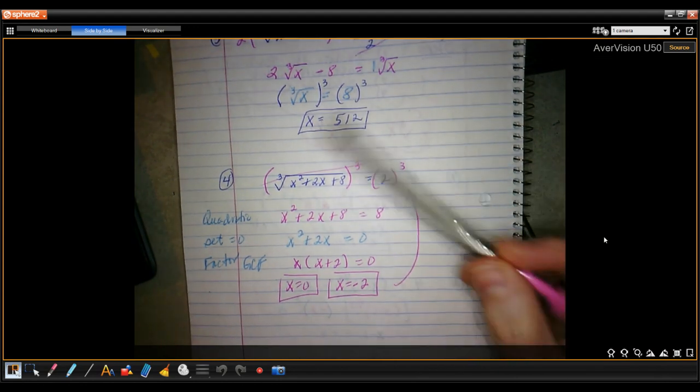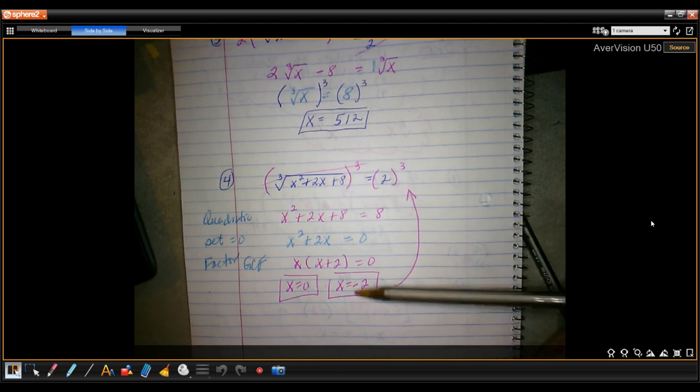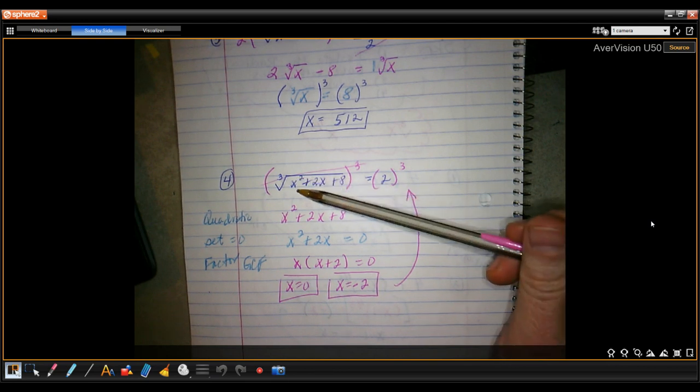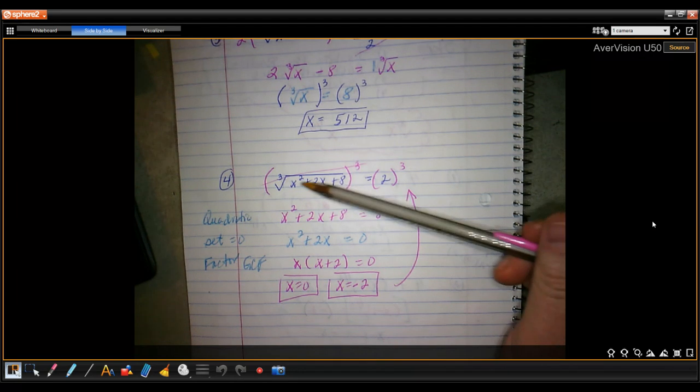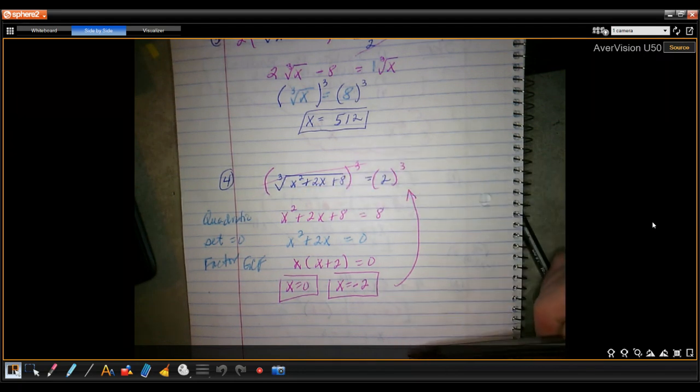So if you check them, 0 plus 0 plus 8 is 8, cube root of 8 is 2. Negative 2 squared is 4, and then 2 times negative 2 is negative 4. So these 0 out, plus 8, cube root of 8 is 2. So you can have two x values be true. So these are the answers for number 4.